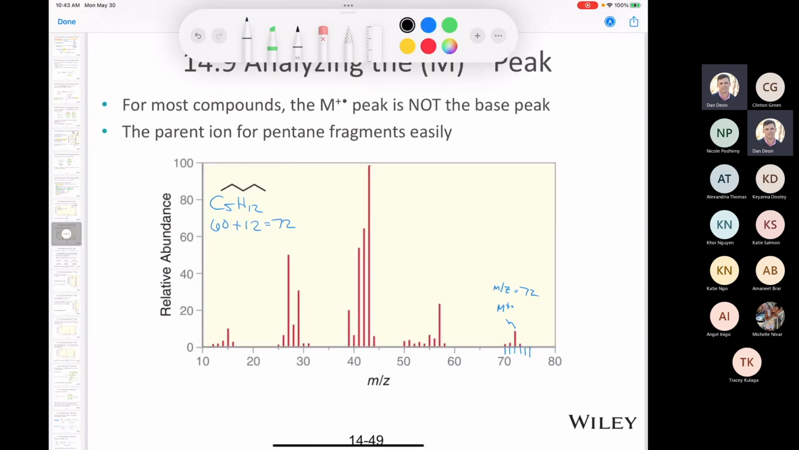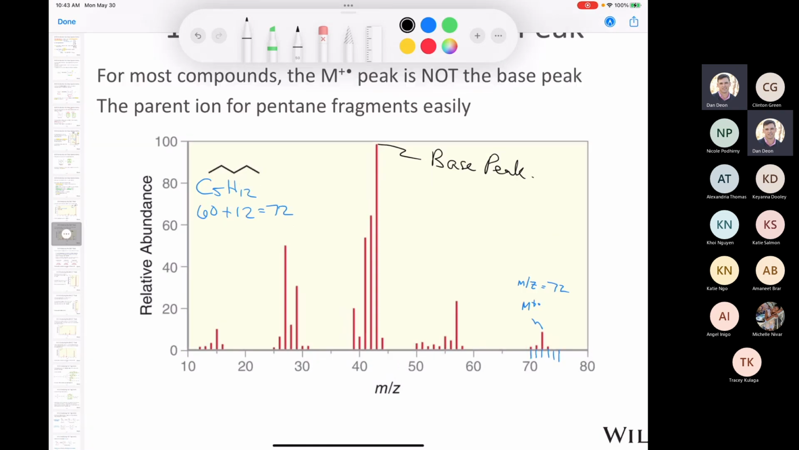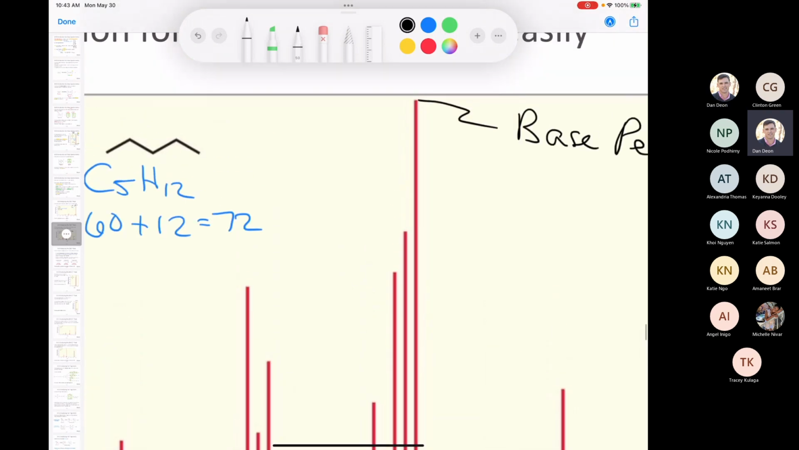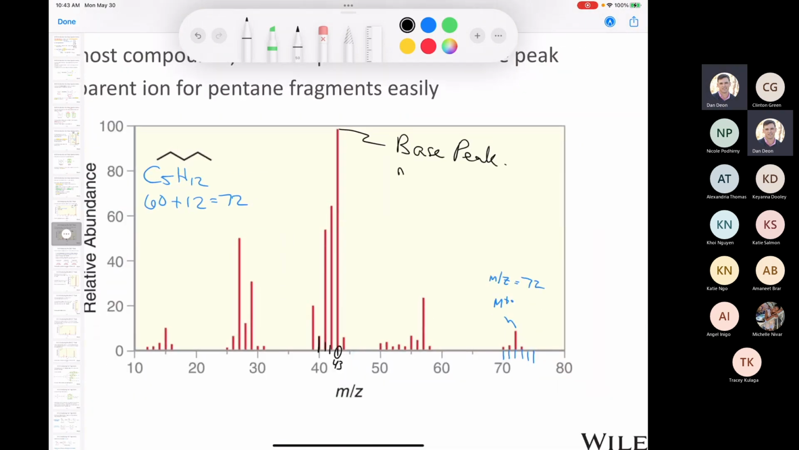No, not at all. The base peak is right here. Here is our base peak. That's our base peak because the base peak is the tallest peak in the spectrum. Well, what the heck is the mass of the base peak? Let's look. It's this one here. So we go 40, 41, 42, 43. So 43. Our base peak has a mass over charge of 43.